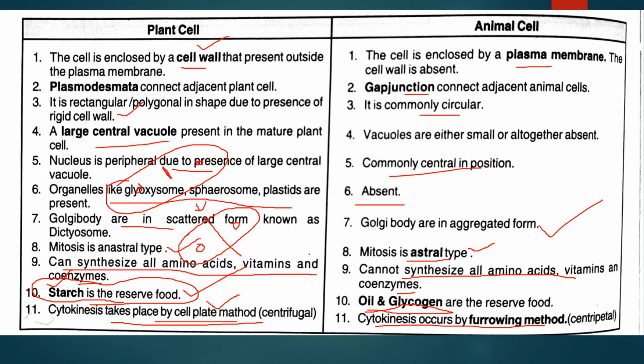But in case of animal cell, suppose there are two nuclei, furrows are produced like this, and they develop towards the center, finally detaching the cytoplasm and separating the two cells from each other.